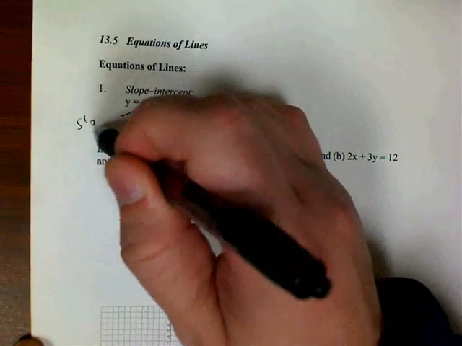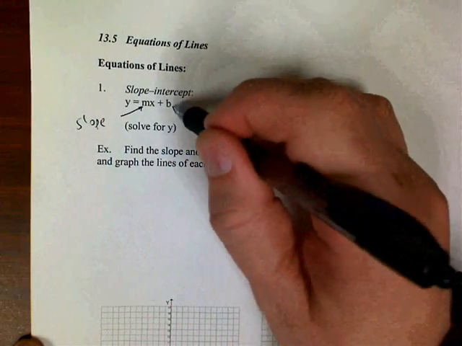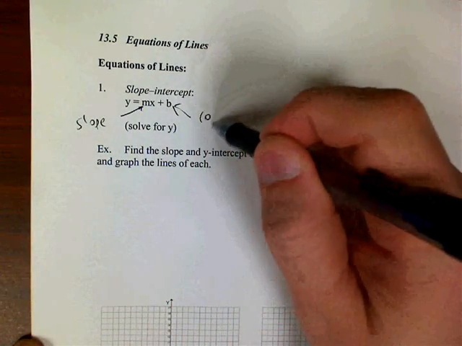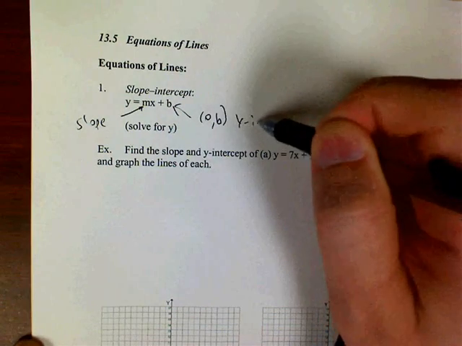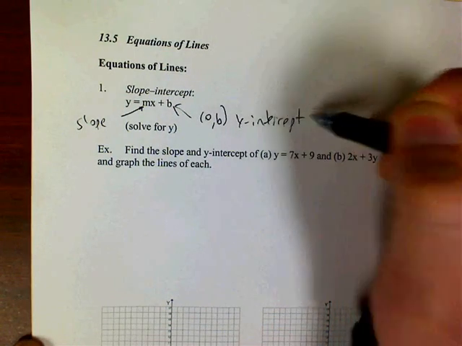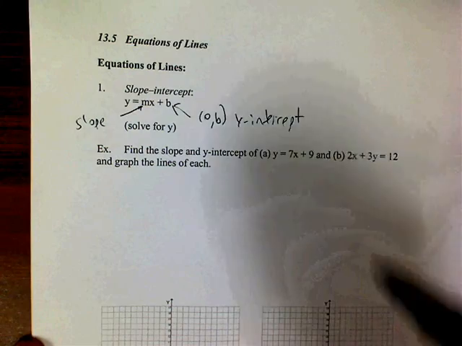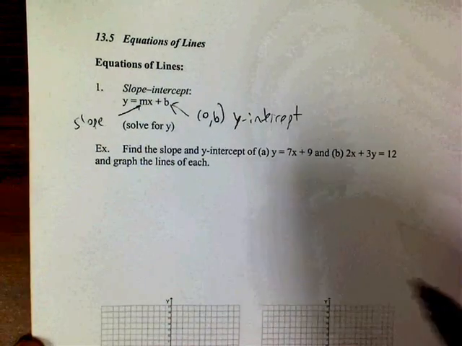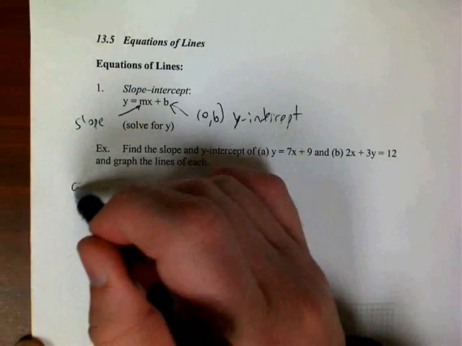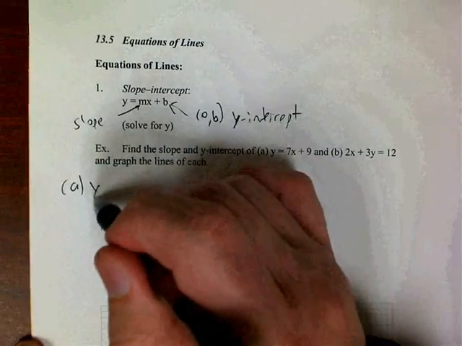The m, which is in front of the x, is always the slope. B will be the y value of the y-intercept, which is a point on the y-axis. That's all we need to graph. And so, let's do a couple of examples and show you how to do that.